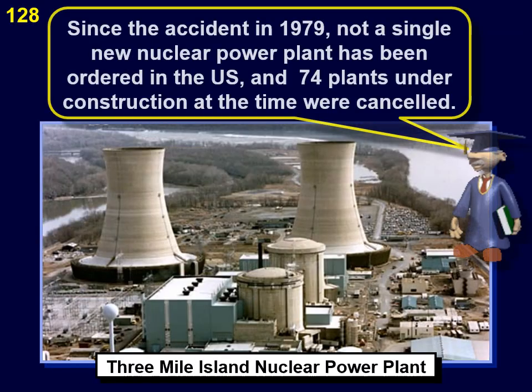The partial meltdown at the Three Mile Island nuclear power plant occurred in 1979. Since the accident, not a single new nuclear power plant has been ordered in the United States. In fact, 74 plants under construction at the time of the accident were canceled.